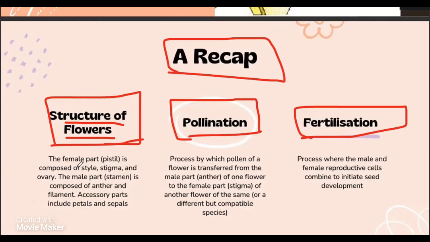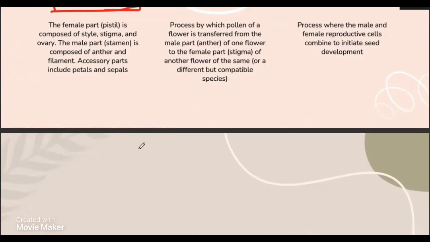In self pollination, we have learned that the transfer of pollen grains from anther to stigma happens in the same flower. But in the other type, cross pollination, the transfer of pollen grains from anther to stigma happens in two different flowers. After that we have learned about fertilization. What is fertilization? The fusion of male and female gametes is called fertilization, and it happens in the ovary of the plant.